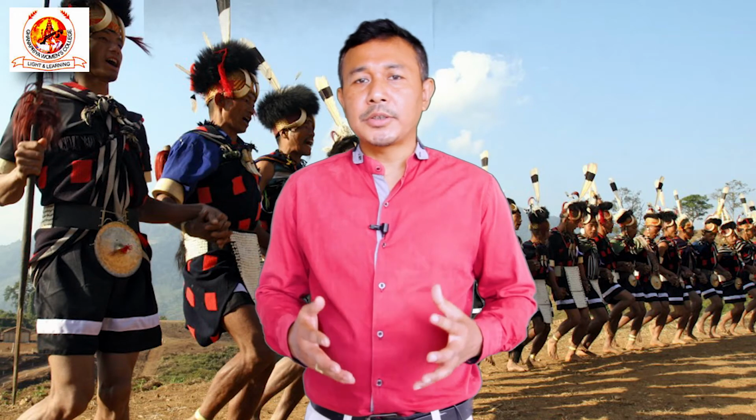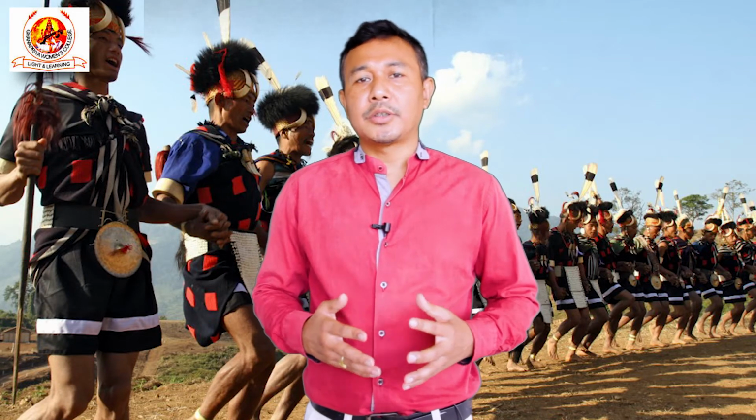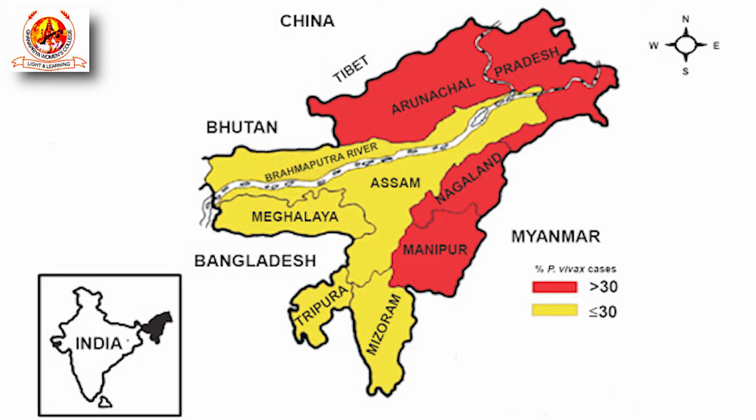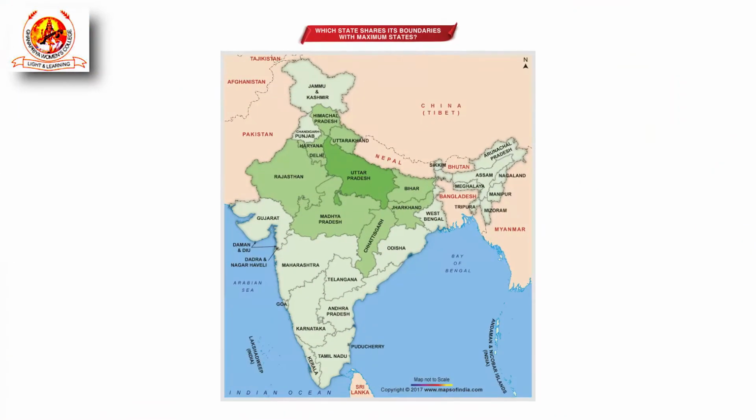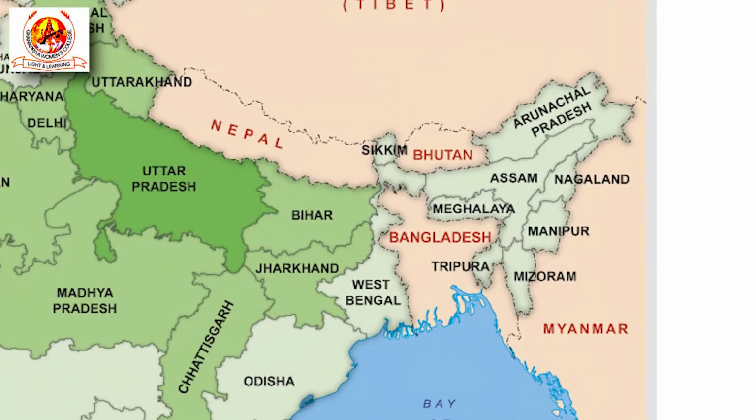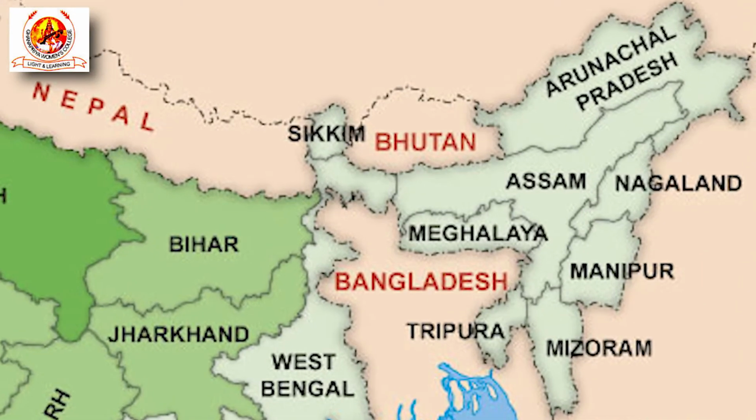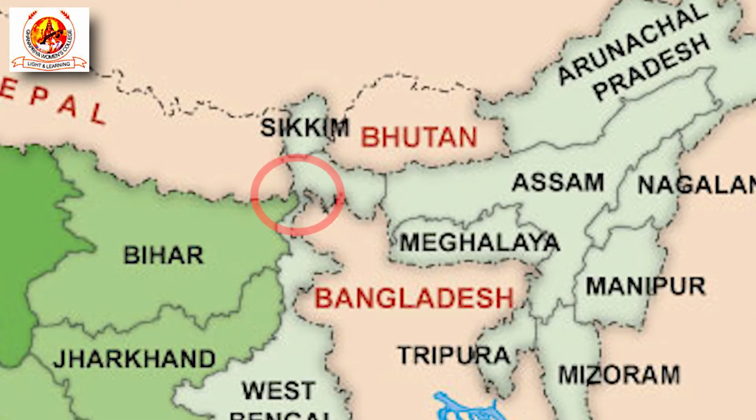And you know that Northeast India is very strategically placed. It has international boundaries with China, Bhutan, Bangladesh, and Myanmar. And it is connected with the rest of India only through the narrow Siliguri corridor, popularly known as the Chicken Neck, which is just 22 kilometers wide.